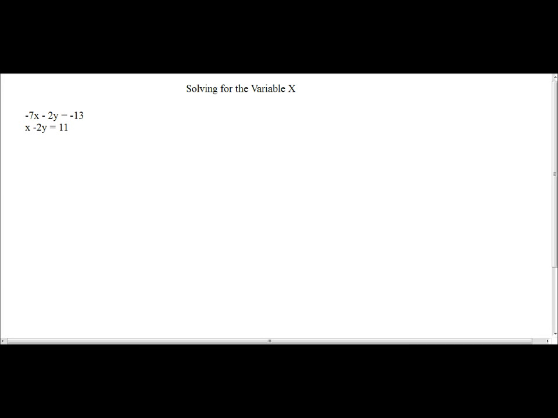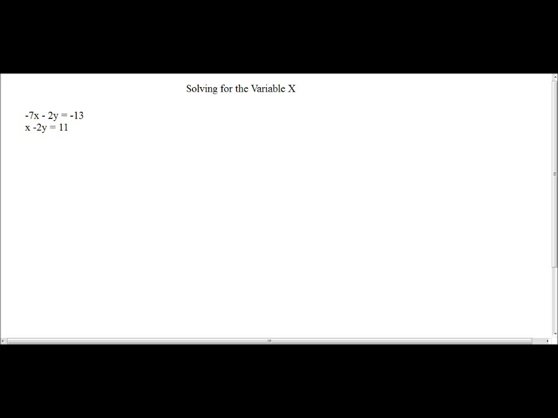Okay, class, when we last left off, we were talking about solving for y in order to substitute in a system. Now, what I want to make sure is clear is that you don't necessarily have to solve for y.